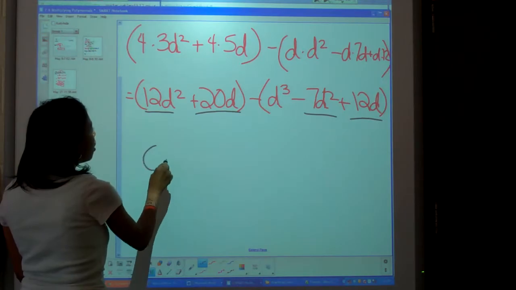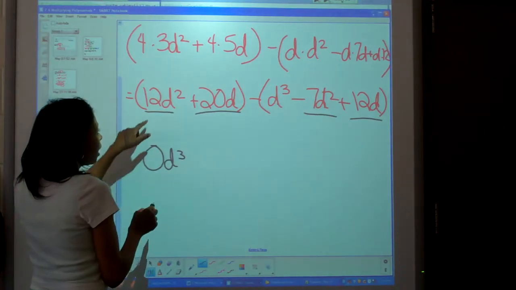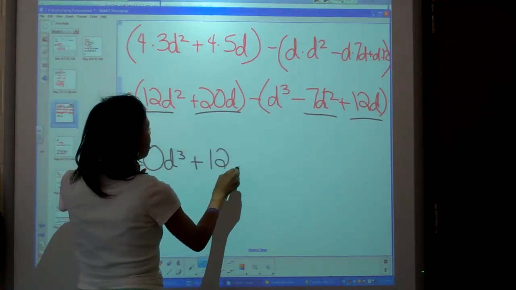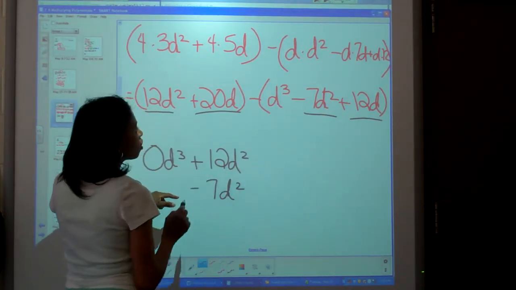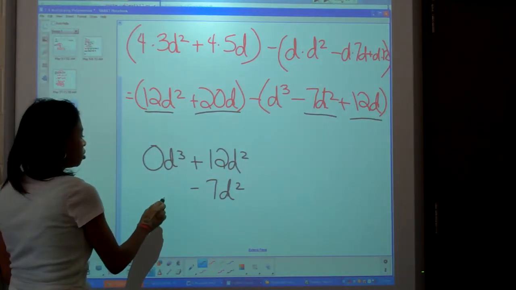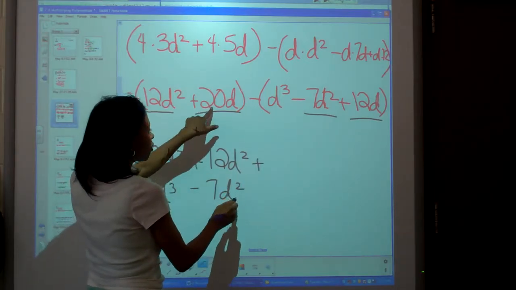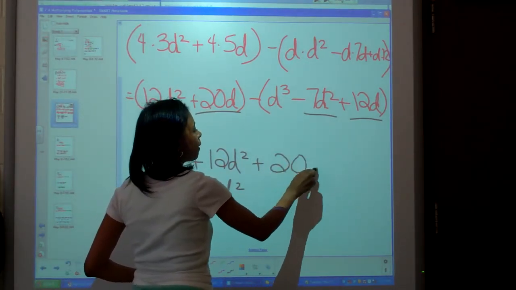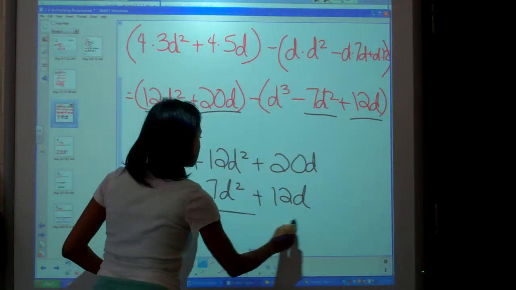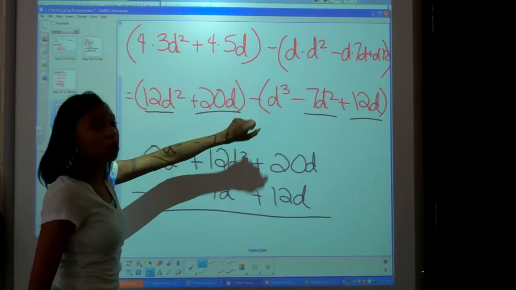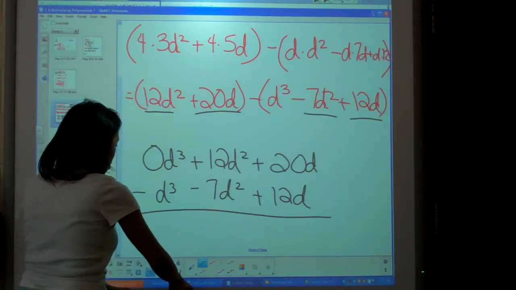In this first one, there is no d cubed to go with this d cubed, so we're going to put in 0d cubed. And then we're going to put in plus 12d squared. 12d squared goes with the minus 7d squared. Both of these are squared, excuse me. And I forgot to put in this d cubed here. There it is. And then the 20d, so this is in the first polynomial, plus 20d. And it's going to be added with the 12d. And this says that this is a subtraction problem right there, but we know we're going to change this from subtraction to addition. So here I am.